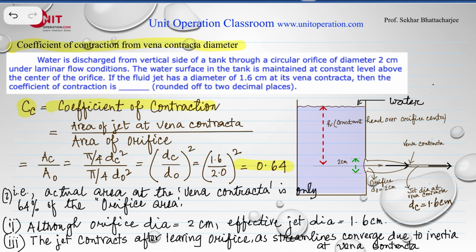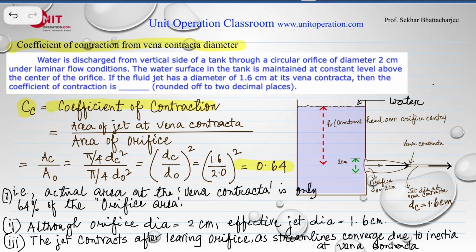This is a very easy problem as long as we know the definition of the coefficient of contraction. So this is the area of jet at the vena contracta right here divided by the area of the orifice. So this part, of course, is easy. This is the ratio of the square of the diameters, and that is equal to 0.64. So what does it mean? That the actual area of the vena contracta is 64% of the orifice area.